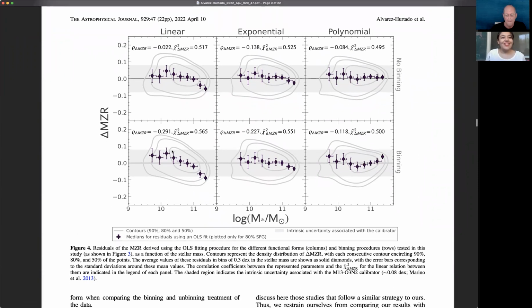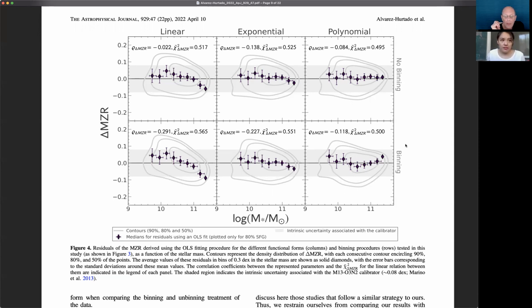Well, to choose the best fit among the 24 combinations, we compute residuals of the oxygen abundance as the difference between the observed and fitted data. We denote these residuals with a delta MZR, and these residuals allow us to quantify a fit's reliability, since we must ensure that the metallicity residuals do not depend on the stellar mass. For this part of our work, we apply an agnostic examination of the goodness of the fit.